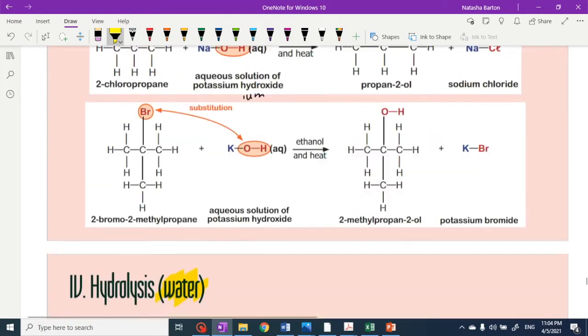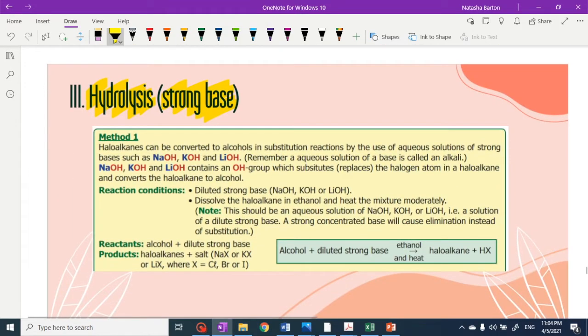But before I start to explain the hydrolysis involving a strong base, I'd just like to make a few corrections to your textbook. Wherever you find this, I'm not too sure which page it is on, you're going to see under reactants, they say alcohol. This is actually a haloalkane. Please go and fix that. It's going to react with dilute strong base. And in the end, we're going to have an alcohol as the product and salt.